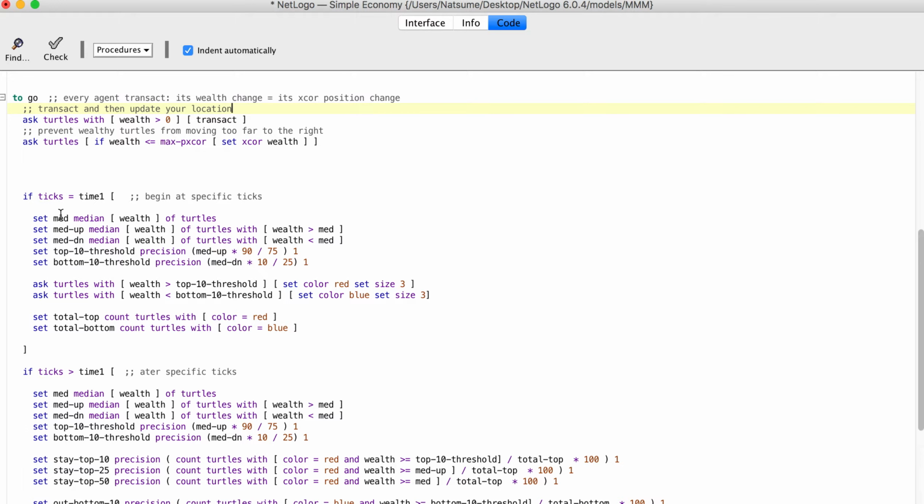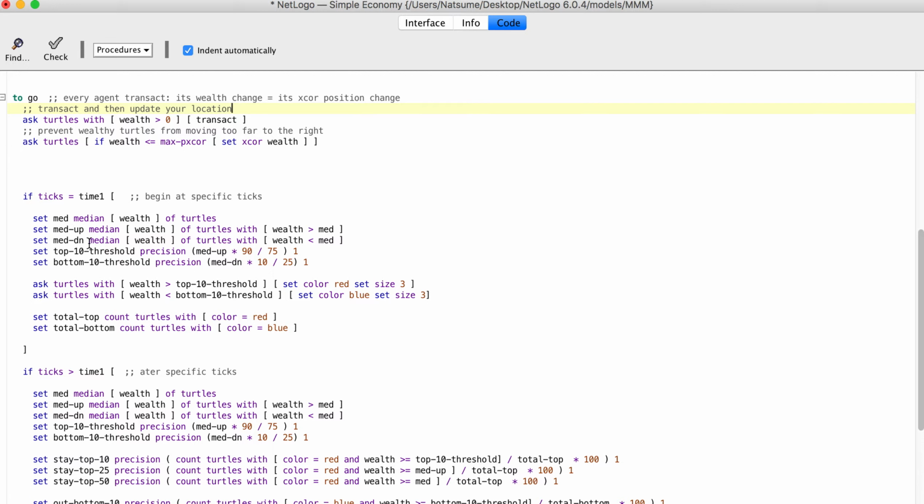First, we will calculate the median value of the wealth of all turtles. So for every turtle, we get the wealth, and for all this wealth, we will find the median value and assign the value to Matt. And then, looking for the turtles with value greater than the median value, this is the top 50% of the turtles. And then we take the median again. So now this median is the top 25 threshold.